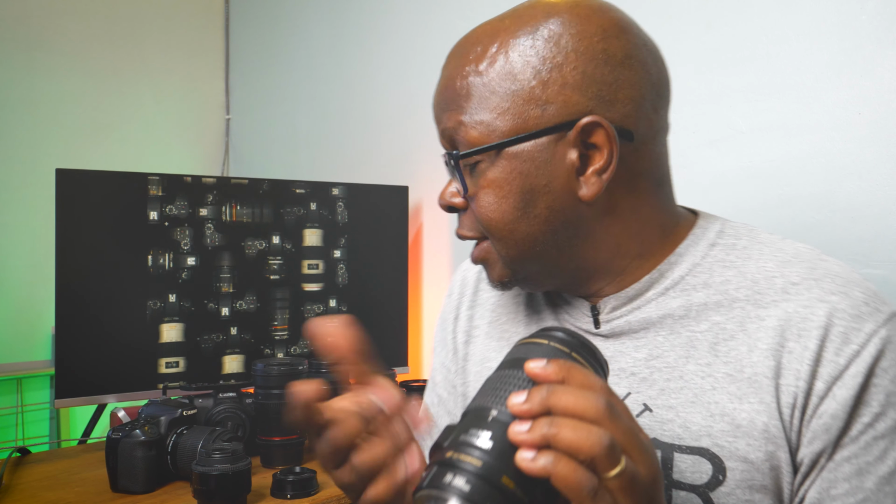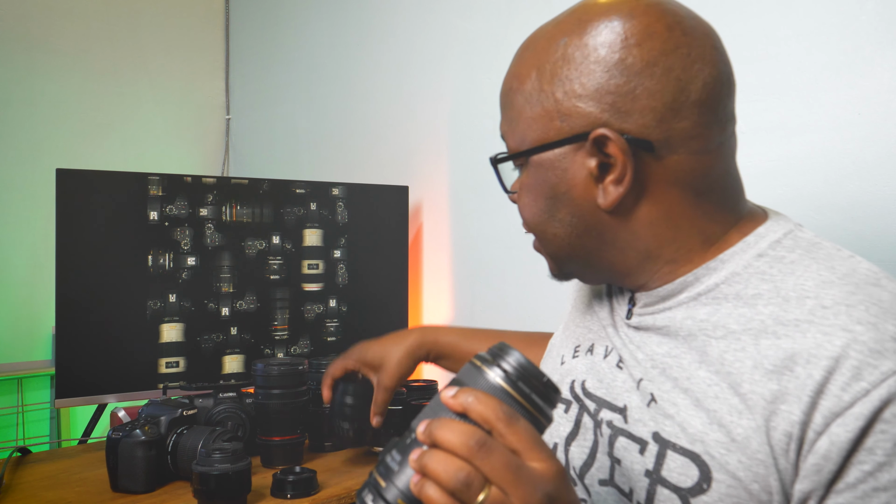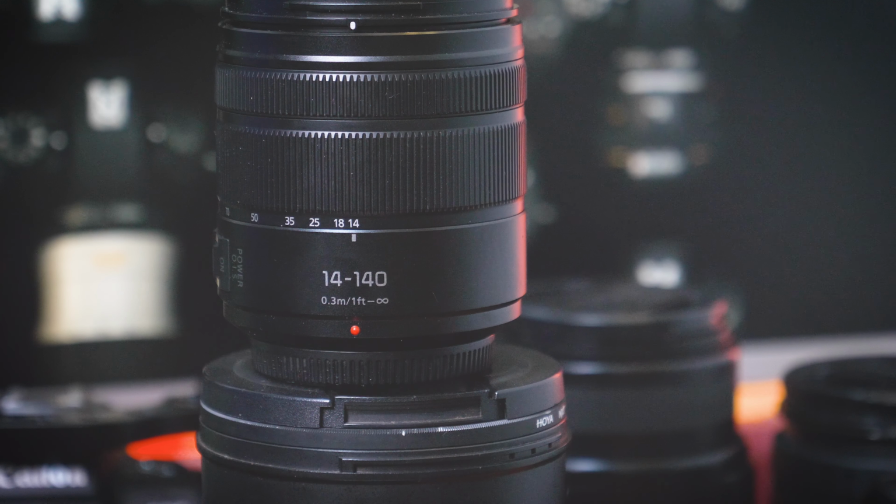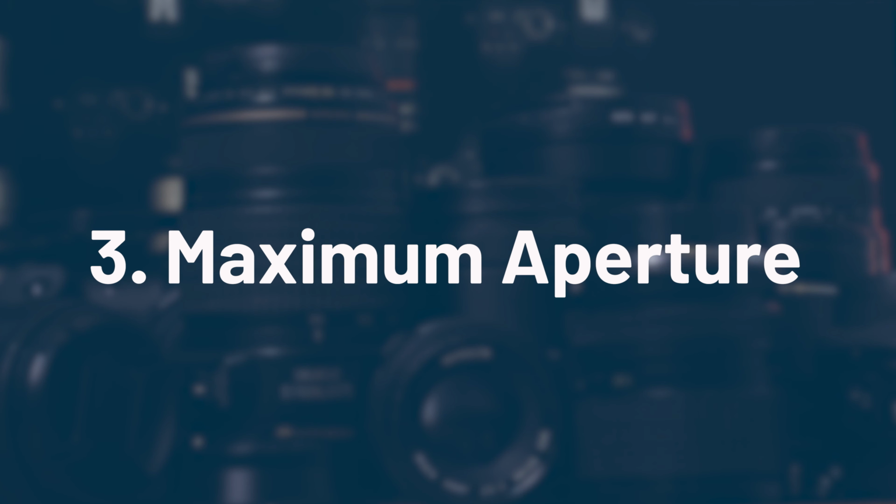So you get these zoom lenses in different ranges. This one is 70 to 300, but you also get other lenses like this one. Lumix is 14 to 140. So if you're going to be shooting things that are really far away, you want to have a longer focal length lens. The next number we want to look at is called your maximum aperture.